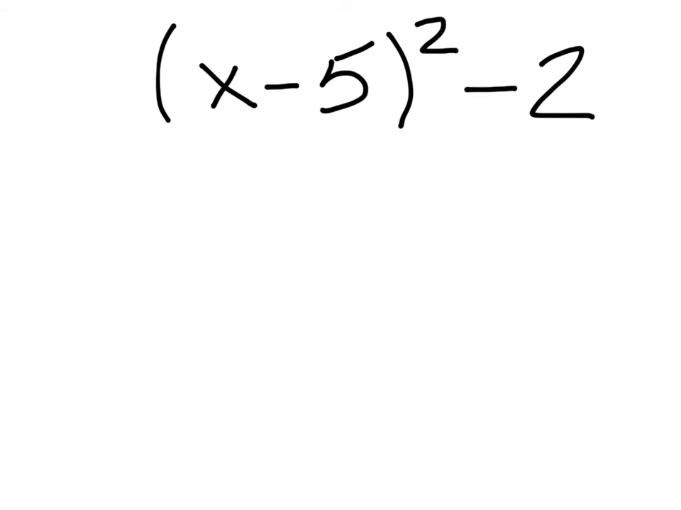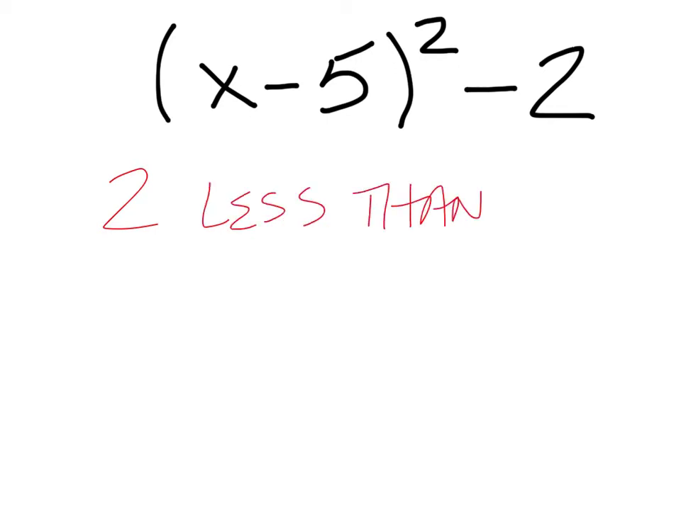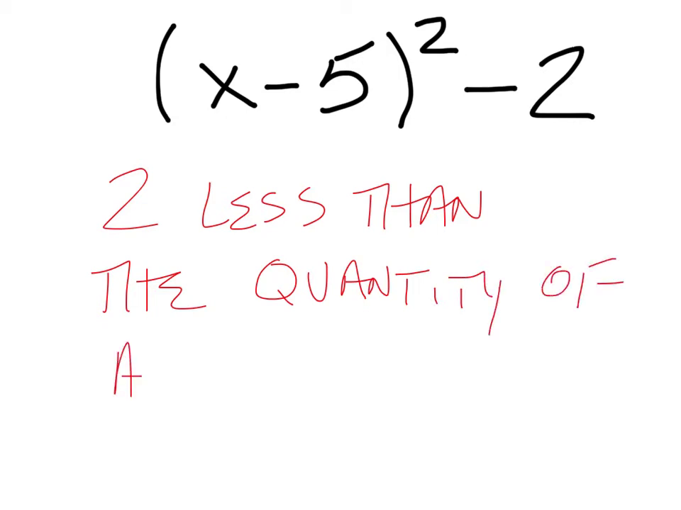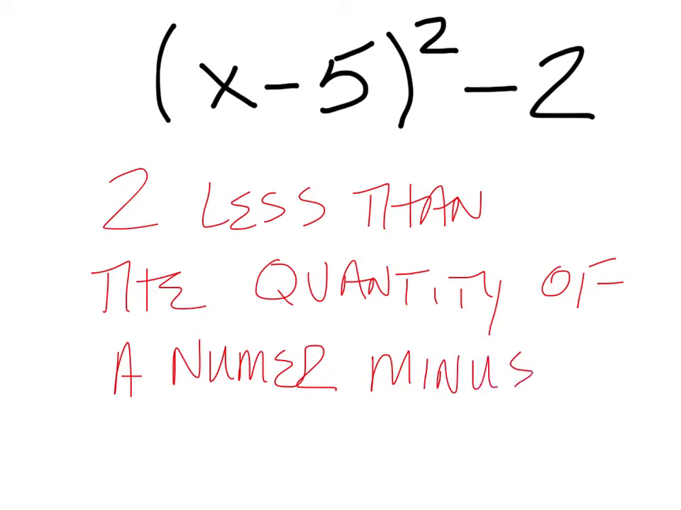What about this one? Hamilton's going to try it. 2 minus the quantity. You start, the 2 is right, but then after that it's off. Or 2 less. He's got it. 2 less than the quantity of a number minus 5. We could do that with minus 5.